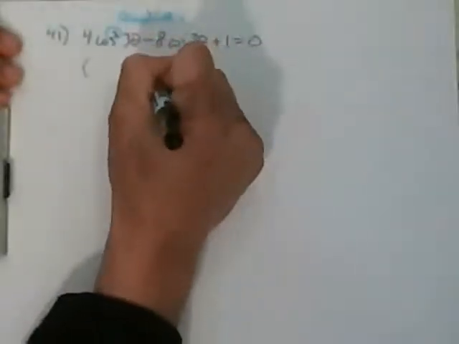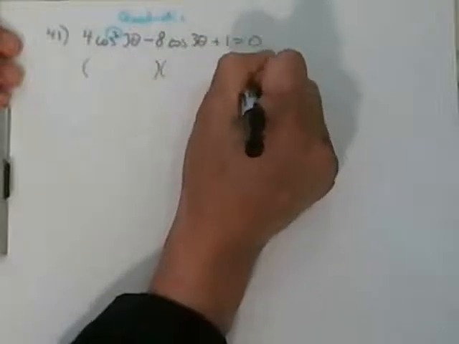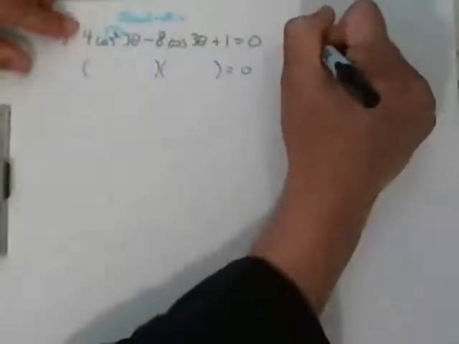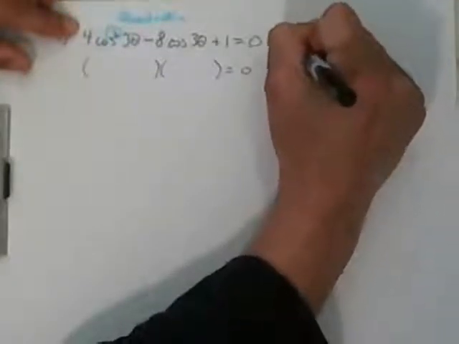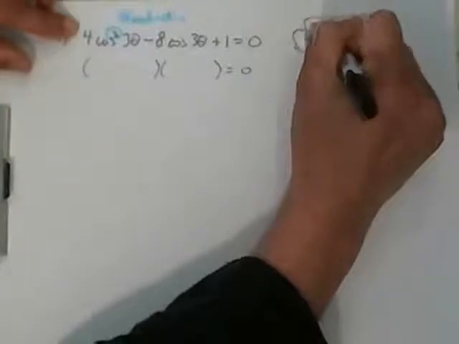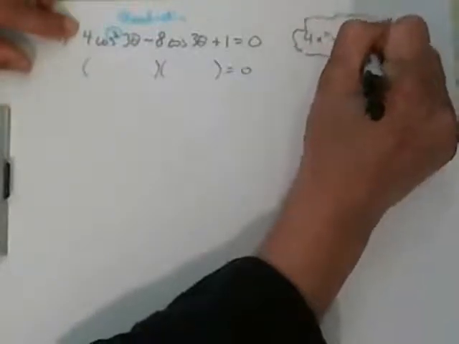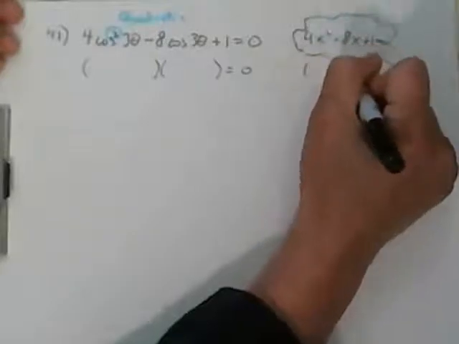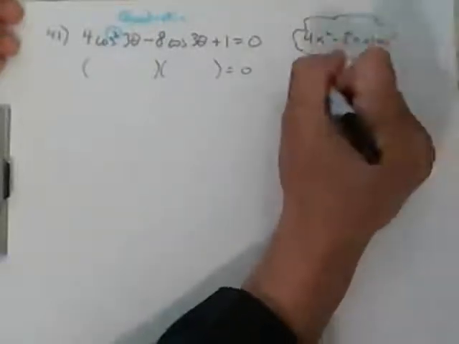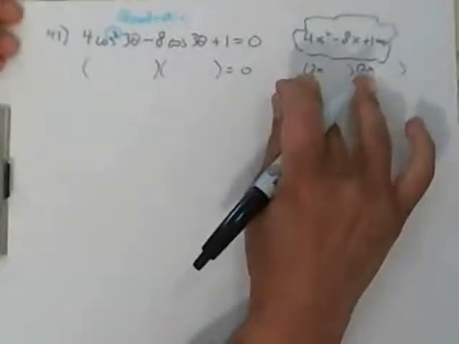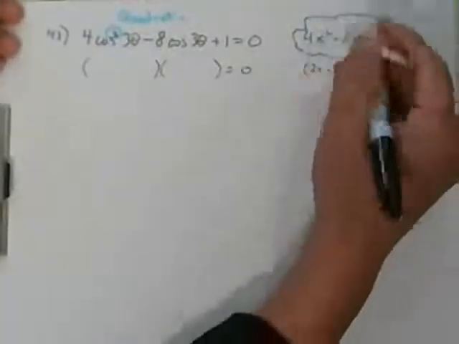Step 1. Step 2, the factors. It's kind of like this: 4x squared minus 8x plus 1 equals 0. If we're going to try to factor this, that's step 1, 2x and 2x. You could have also tried 4x and 1x. That's not going to work, I guarantee that.